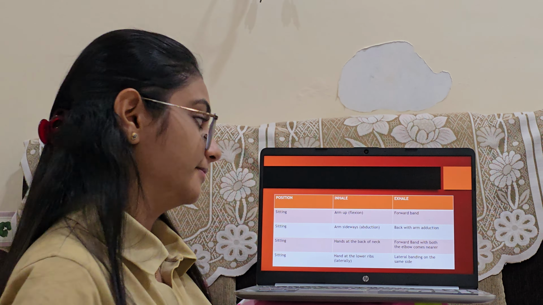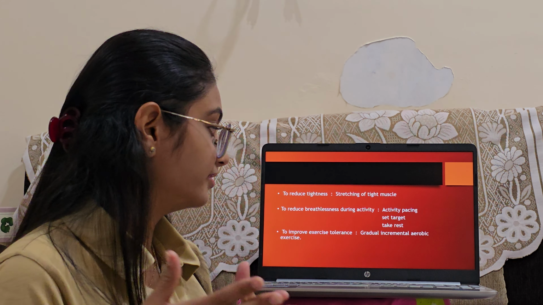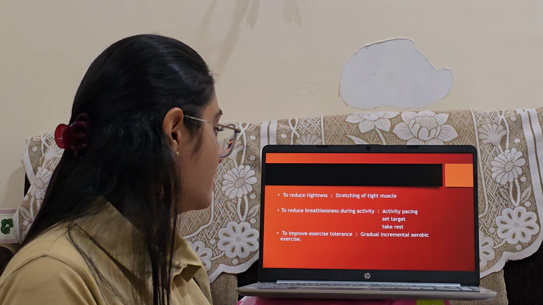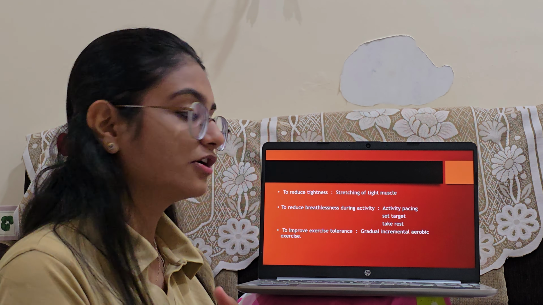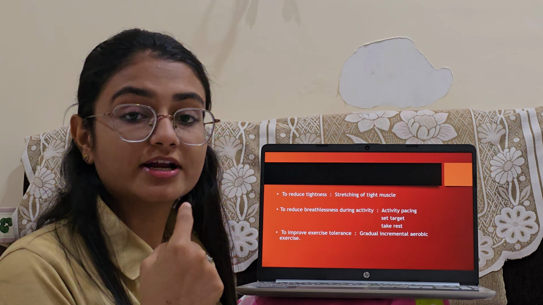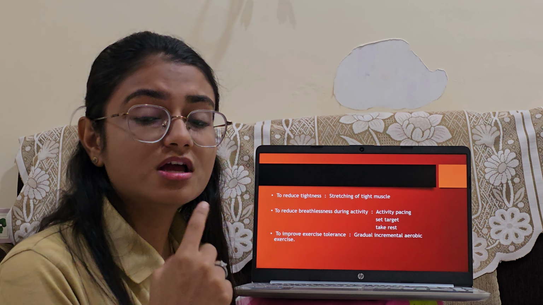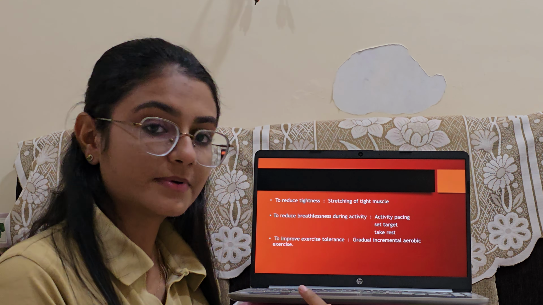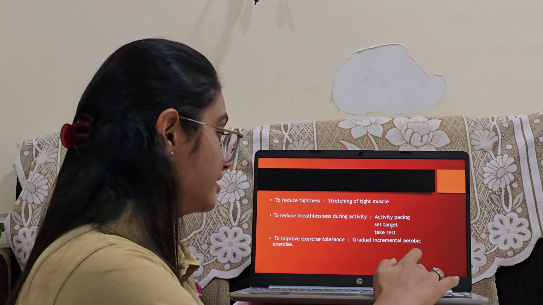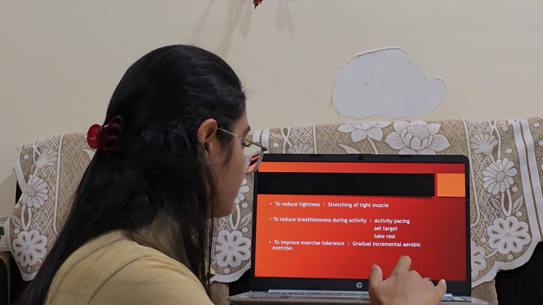Now to reduce the tightness, stretching of the tight muscles is given. Then to reduce breathlessness during activities, there will be activity pacing. Then set the targets. We have to set different targets and then take rest. Now to improve the exercise tolerance, gradual incremental aerobic exercises are given. For example, walking, jogging, then treadmill, then step up, step down, etc., exercises with incremental load.